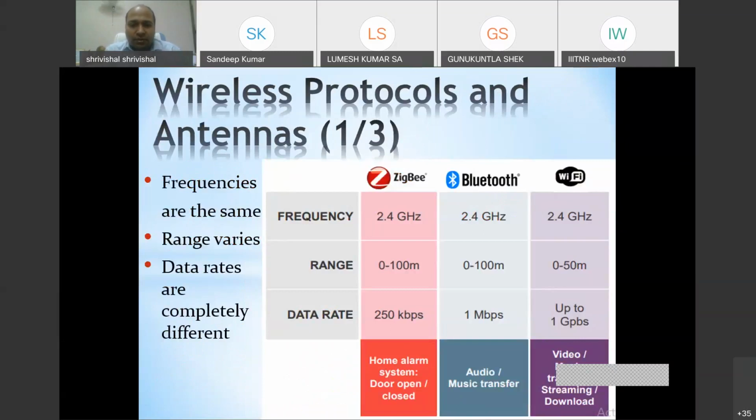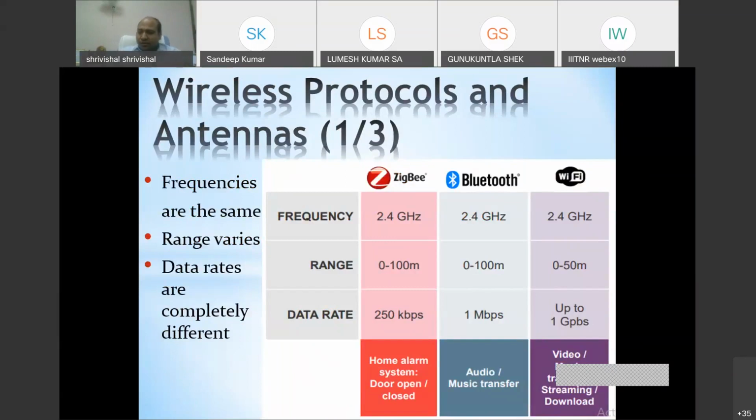So these are a few of the facts which you already discussed: wireless protocols and antennas. So the question arises: the frequency is the same here, so why can't we use one application? Why do we need to go for these three different kinds of applications when we have all the same systems working at the same frequency, 2.4 gigahertz?